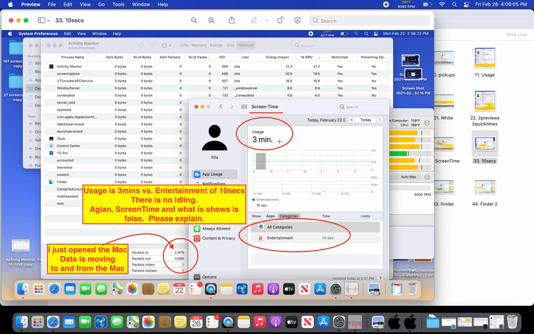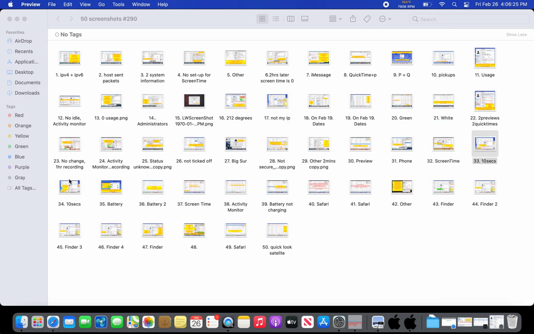Three minutes into it, I opened the computer, 3 minutes. All that data has moved. You said it's moving in between. That's fine. And then I have category showing 10 seconds of usage only. It's not congruent. You understand, yes? Okay, and I'm going to guess you have no comments.